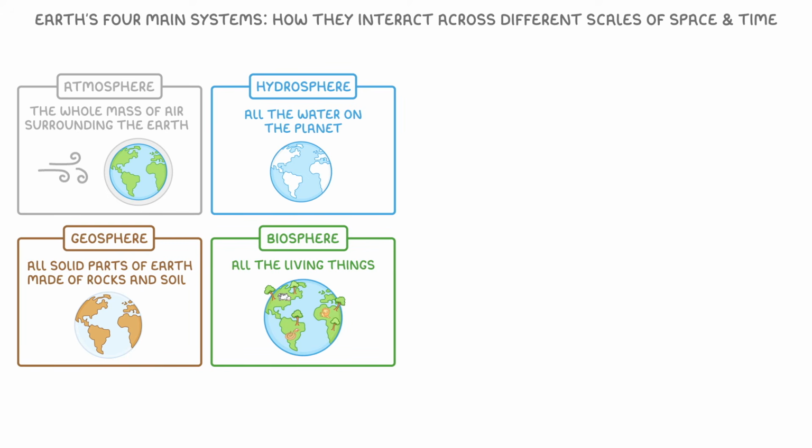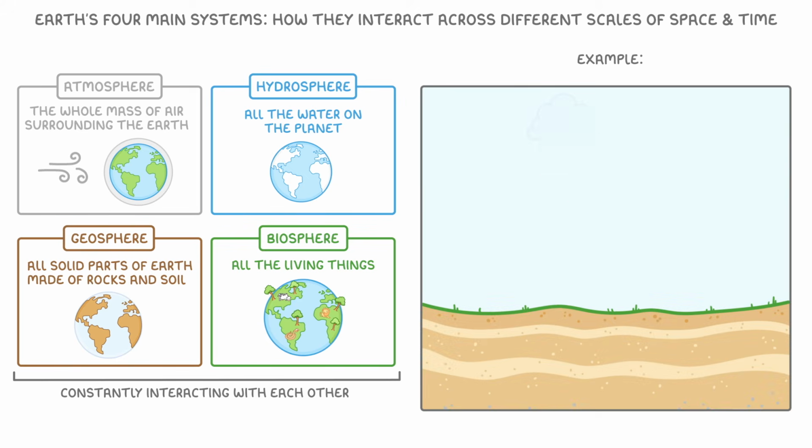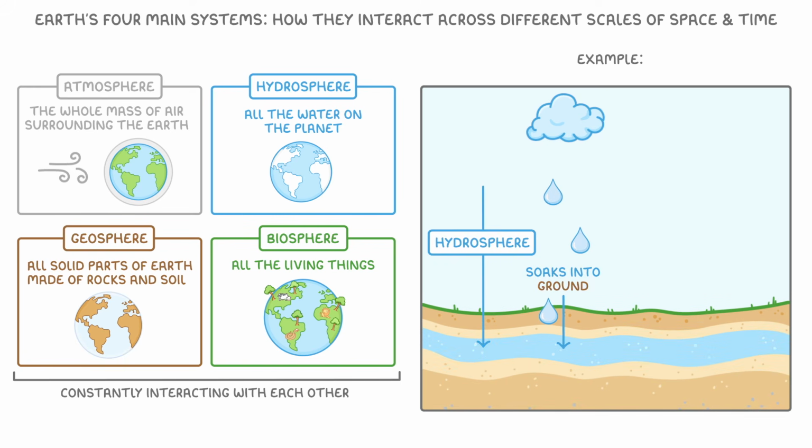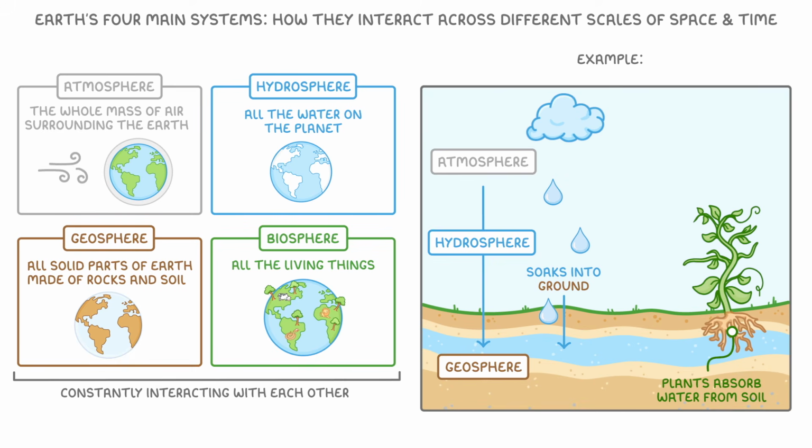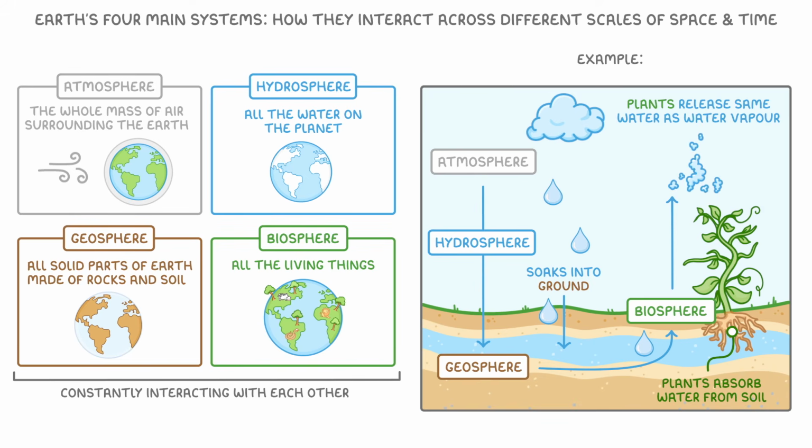These systems aren't totally separate though. Instead, they're constantly interacting with each other. As an example, when it rains, water, which is part of the hydrosphere, falls from the sky and soaks into the ground. So during this process, it's moving from the atmosphere and into the geosphere. Plants would then absorb the water from the soil, and so the water would have then moved into the biosphere. Sometime later, the plants would then release that same water into the air as water vapor, and so the water would have been returned back to the atmosphere.